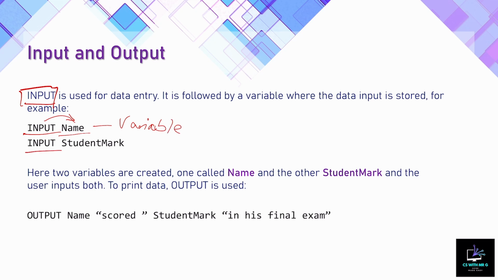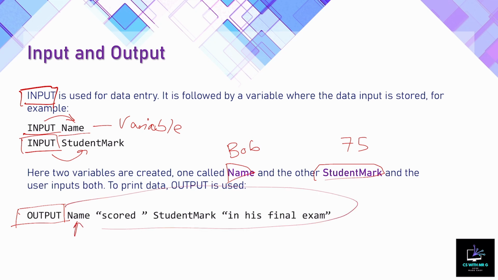Next, we have another input, which is followed by student mark. So again, we're going to enter data into this variable using the input keyword. So two variables are created, name and student mark, and data is put inside. So if I put in the name Bob and the student mark of 75, I then use the output keyword, which will simply write out the text that follows it using the variable, some text, another variable, and then more text. So what this algorithm would output when it's run is Bob scored 75 in his final exam.